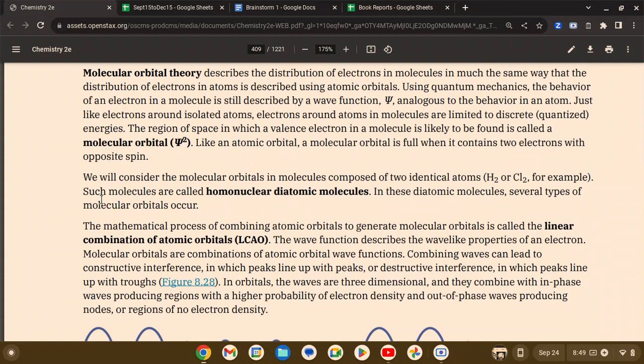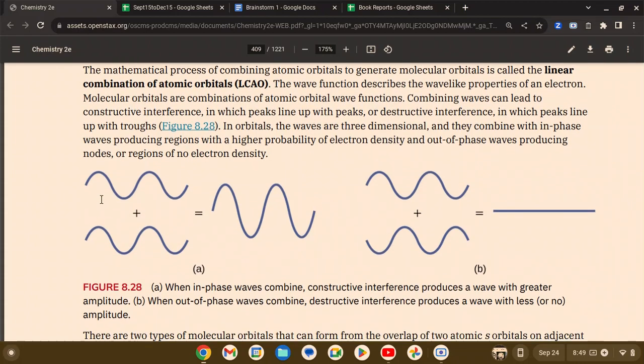We will consider the molecular orbitals in molecules composed of 2 identical atoms. Such molecules are called homonuclear diatomic molecules. In these diatomic molecules, several types of molecular orbitals occur. The mathematical process of combining atomic orbitals to generate molecular orbitals is called a linear combination of atomic orbitals. The wave function describes the wave-like properties of an electron. Molecular orbitals are combinations of atomic orbital wave functions.